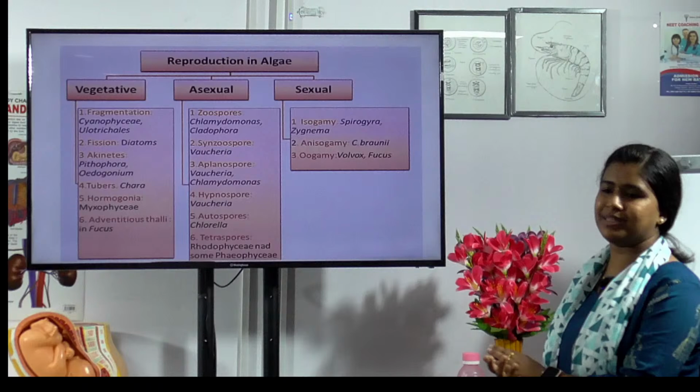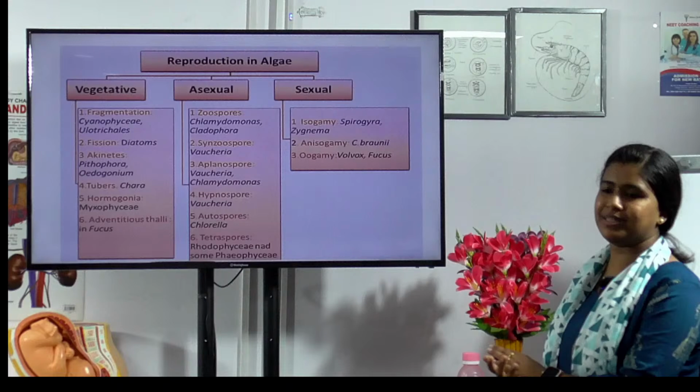Aplanospores are also non-motile, but they attract the female. And hypnospore, in the presence of water medium. Okay, and then autospore happens by itself, but they will be non-motile only. And then tetraspore, you know tetra, so there will be 4 flagella.